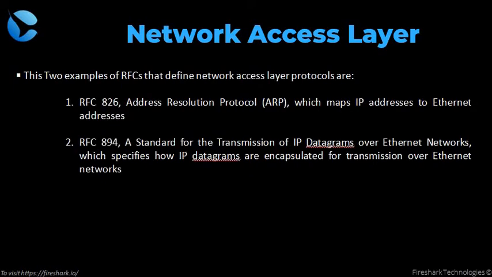Two examples of RFCs that define network access layer protocols are RFC 826 and RFC 894. RFC 826 is the Address Resolution Protocol (ARP), which maps IP addresses to Ethernet addresses. RFC 894 is a standard for the transmission of IP datagrams over Ethernet networks. It specifies how IP datagrams can be encapsulated for transmission over Ethernet networks.